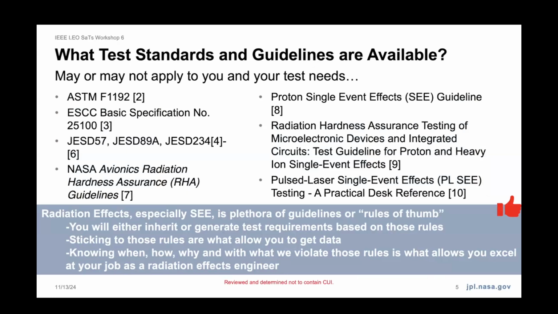Because, as I mentioned in the previous slides, there are lots of different approaches and lots of different perspectives related to SEE testing, a lot of the information and guidance in here is what I'll call a rule of thumb or a generality, right? So if you interpret those and follow them, you're going to get good data. But where you really excel as a radiation engineer is knowing how to violate those rules, how to bend those rules in order to interpret results and get the kind of test results that we need for your programs, right?